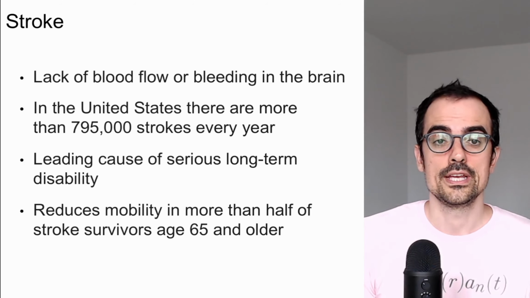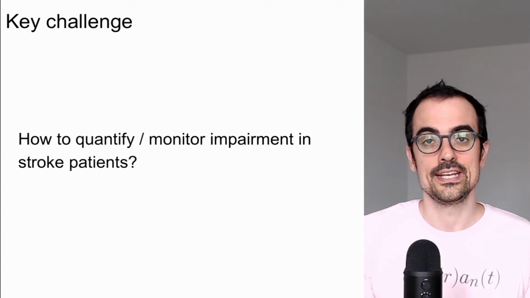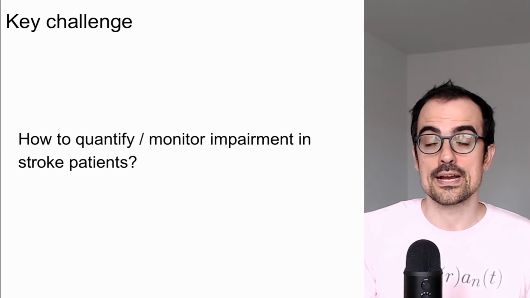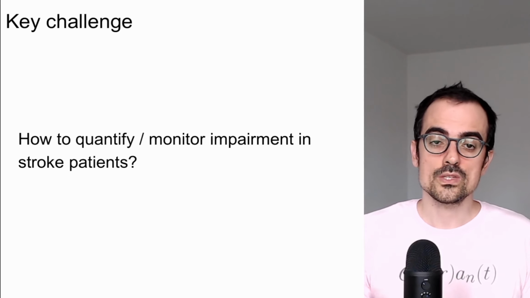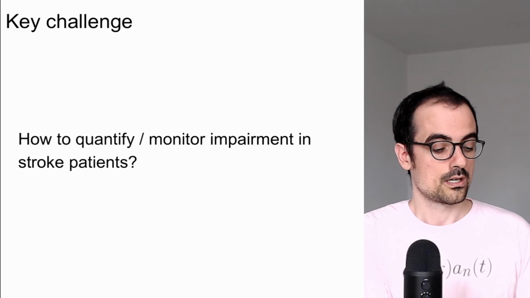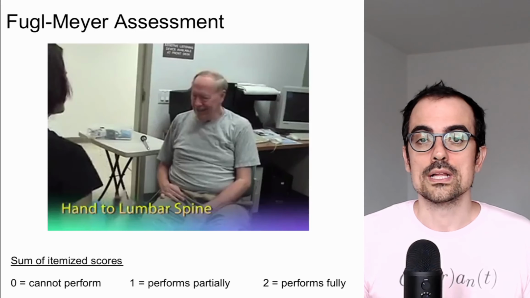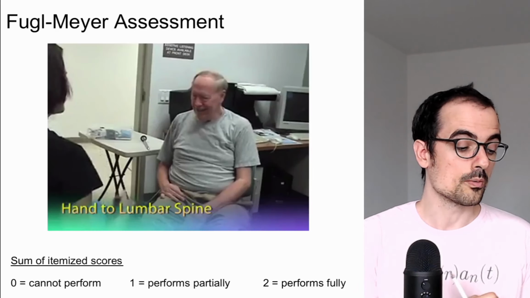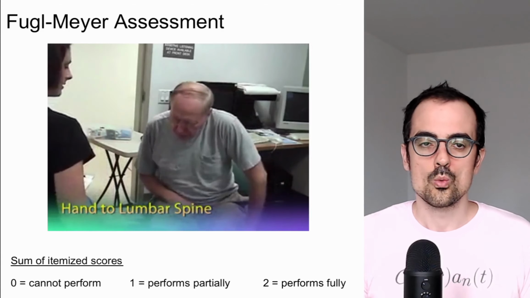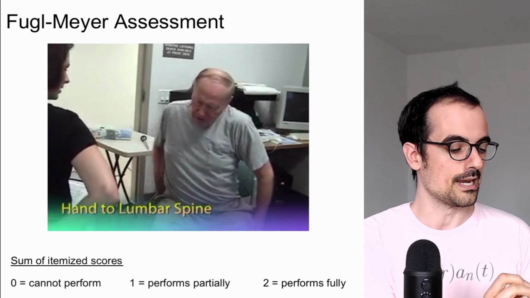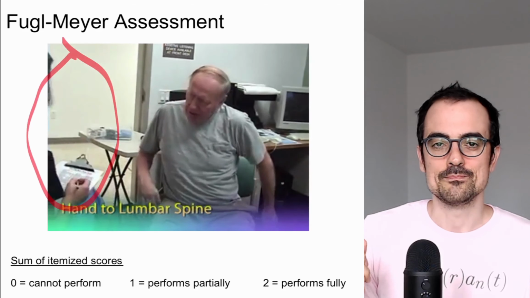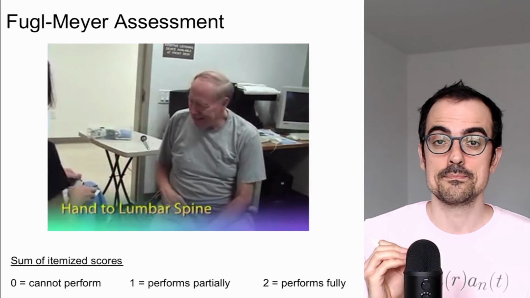Our goal here is to address a key challenge in stroke treatment and rehabilitation, which is quantifying how impaired a stroke survivor is. So let's take a look at how this is quantified currently. Currently, the way we quantify to what extent a stroke patient is impaired is through what is called the Fugl-Meyer assessment or similar assessments, where a trained expert, which we see here on the left, asks the patient to perform some simple exercises.